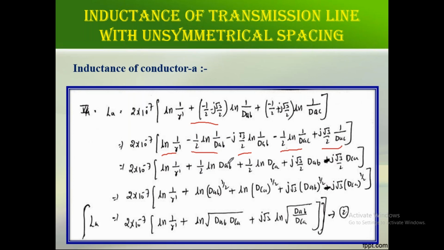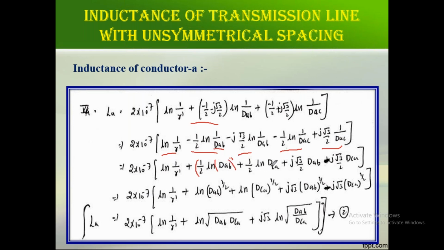Now here I'm taking that this is the denominator, right? If you take this upwards, you will get a plus sign. Here 1 by DAB, right? So if you make this 1 by DAB to DAB, you will get a positive sign. Same thing happens here. So here also you will get a positive sign by bringing this upwards. After this, 1 by 2 becomes square root, that is 1 by root 2, power 1 by 2.